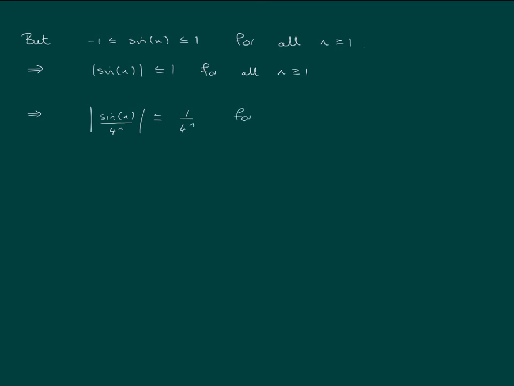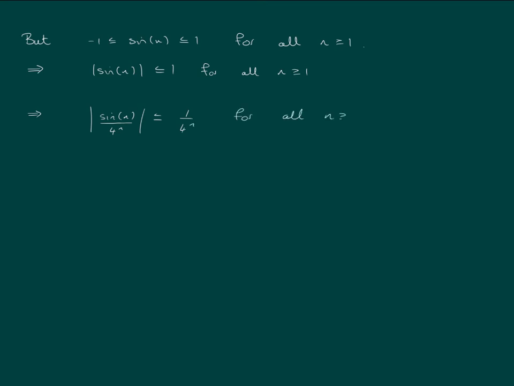Okay, so let's try to establish this bound. So sin n is stuck between -1 and 1 for all n greater than or equal to 1. We know this. So this implies that the absolute value of sin n is always less than or equal to 1 for all n greater than or equal to 1. Hence, the absolute value of sin n over 4^n is less than or equal to 1 over 4^n for all n greater than or equal to 1.